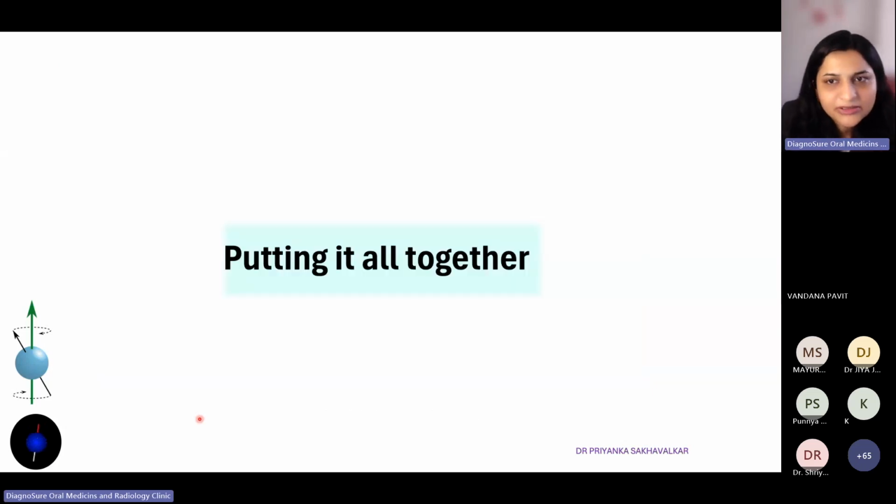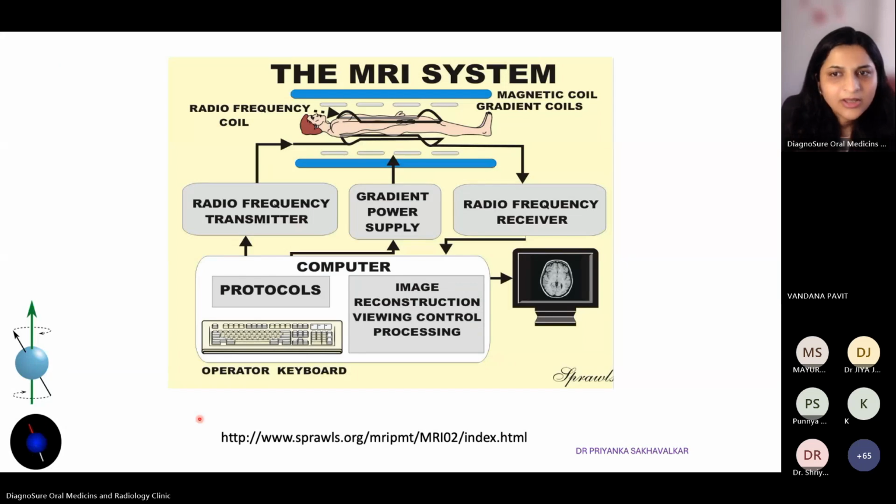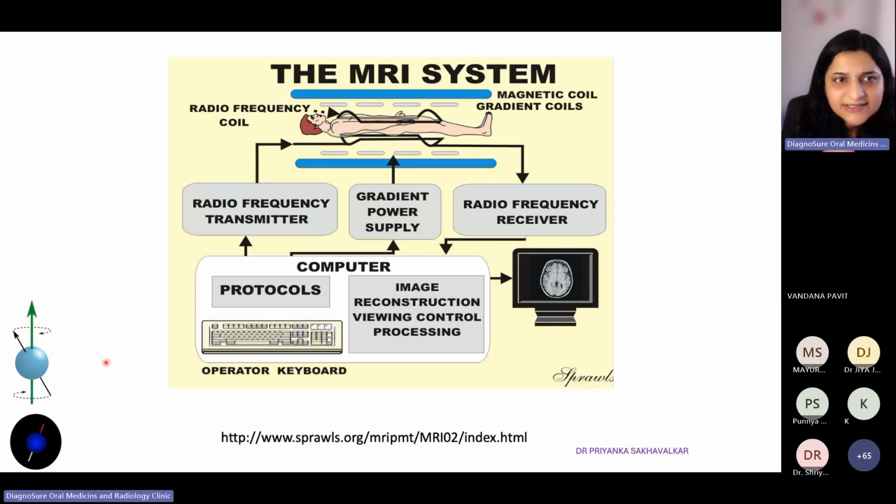Now putting it all together. Basically, when we are talking about MRI, there are three main components. One is the big magnet, which induces a high power magnetic field. This big magnet generates a strong uniform magnetic field. Second, there is the gradient coil. It modifies the magnetic field to localize the MRI signal by creating variations in the field strength along different axes, allowing for spatial encoding and production of a detailed image. So the gradient coil helps in localization of the image.